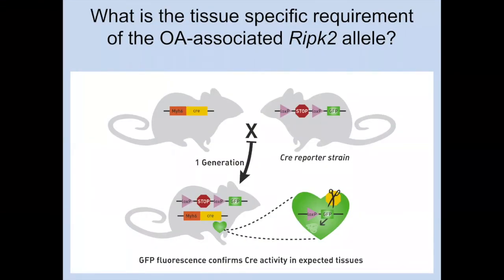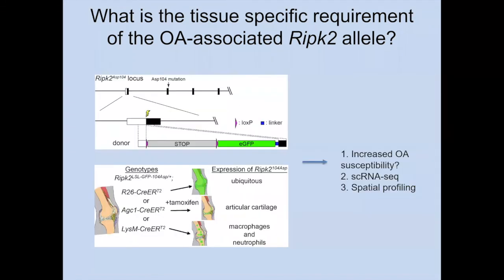Okay, so this is basically what I just said. We can manipulate the presence or absence of genes in a tissue-specific manner. And so these experiments are currently underway. Again, we've used CRISPR-Cas9 to modify the mouse genome. So we've modified the genome of a mouse containing the disease allele, the ASP104 mutation here. And what we've done is introduce a stop cassette, flanked by these LoxP sites, followed by EGFP.